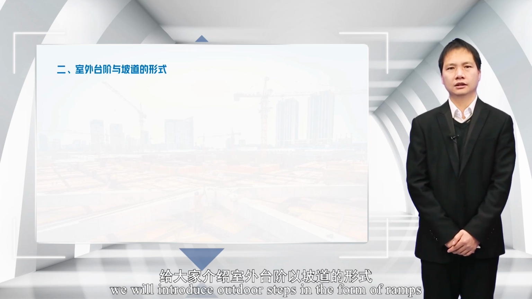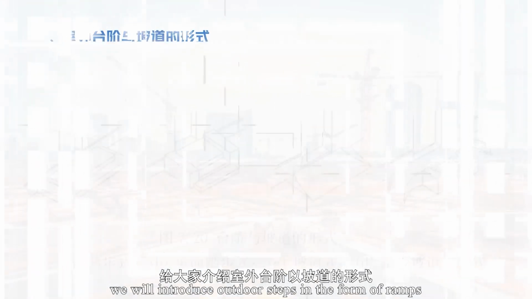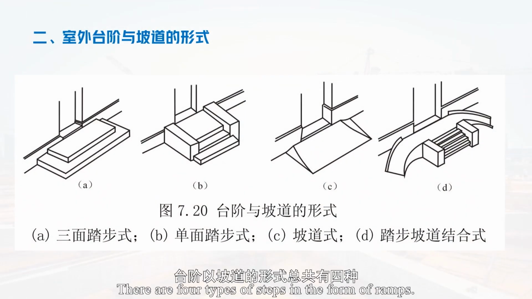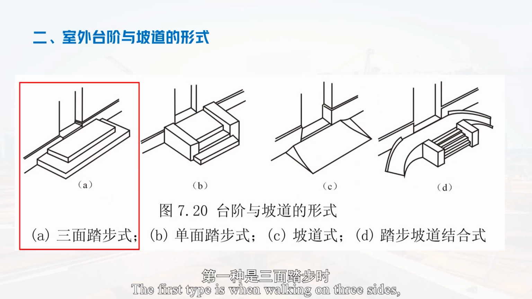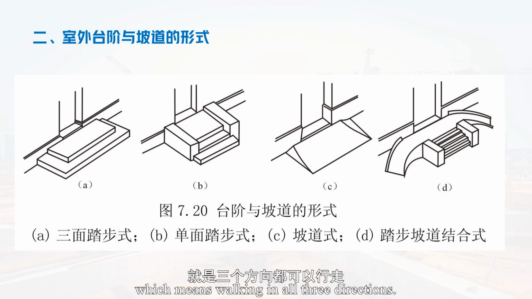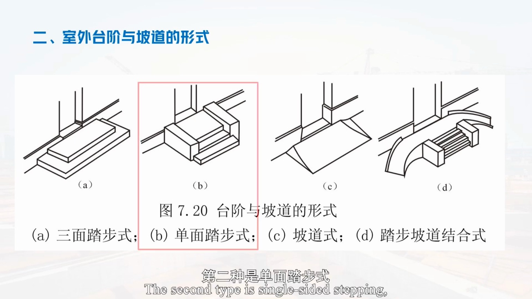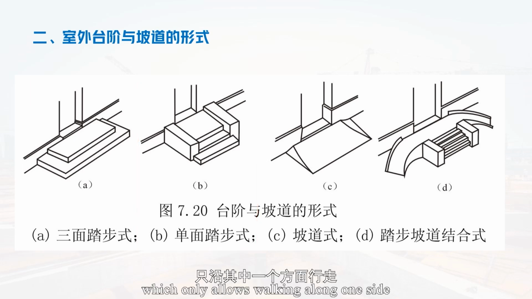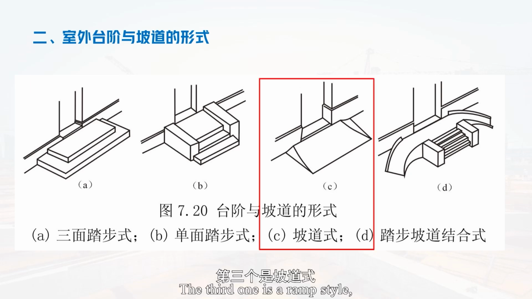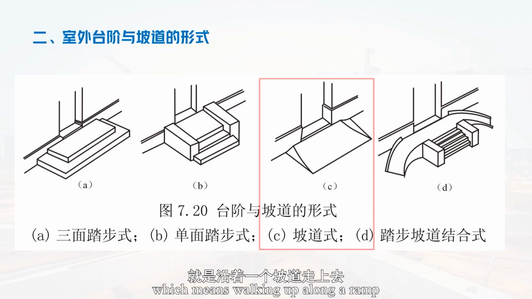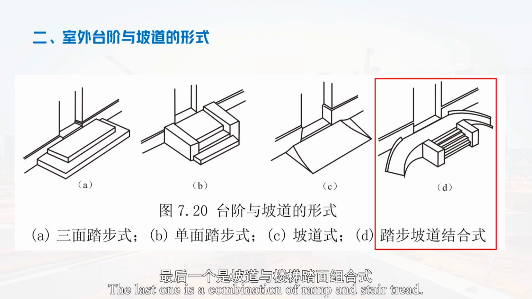Next, we will introduce outdoor steps in the form of ramps. There are 4 types of steps in the form of ramps. The first type is when walking on 3 sides, which means walking in all 3 directions. The second type is single-sided stepping, which only allows walking along one side and prohibits walking on the other 2 sides. The third one is a ramp style, which means walking up along a ramp. The last one is a combination of ramp and stair tread.